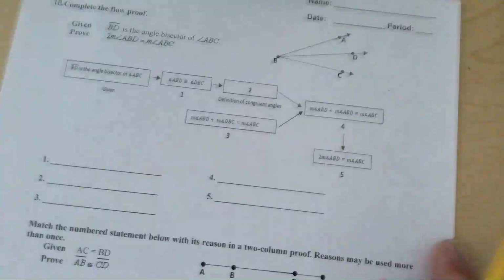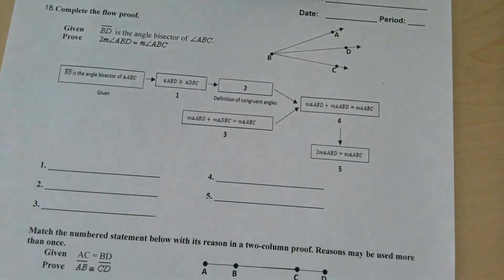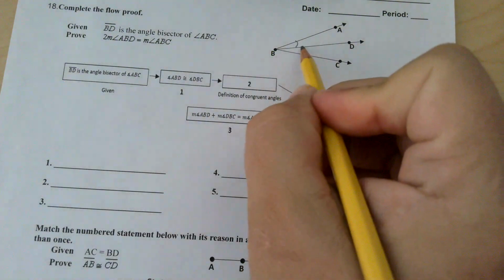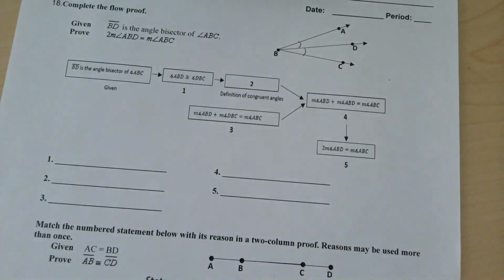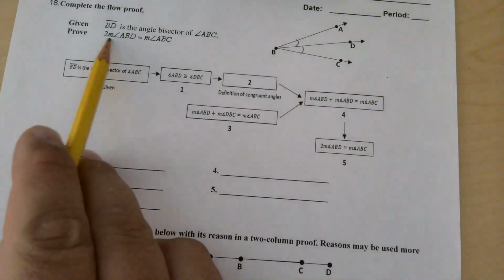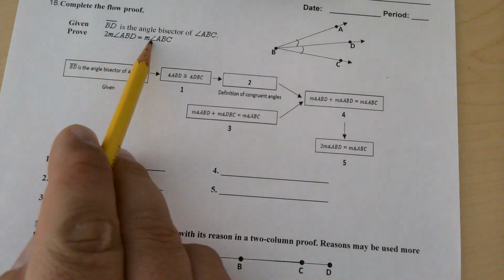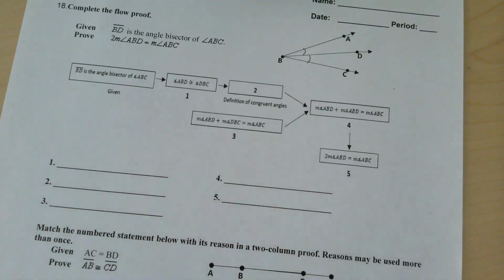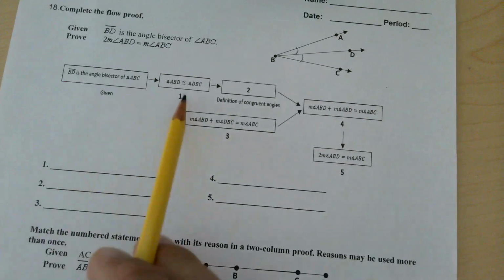Okay, last page. And we have 1 or 2 more proofs that we can go through pretty quickly. So I am telling you that we bisect. Okay, we are bisecting, and we're going to know then that these two angles are congruent. So we're going to end up proving that twice the angle equals the big angle. Okay, so that's what we're going to hopefully be able to prove.